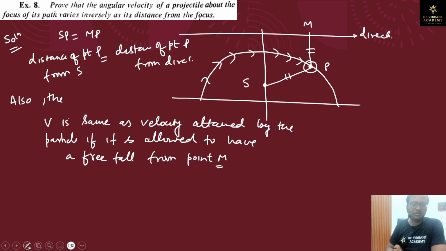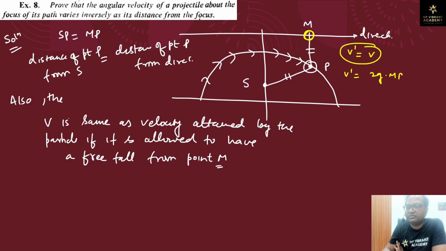Suppose the particle is allowed to have a free fall from this point M. So it will attain some velocity at point P. Let us consider this velocity as V dash. So V dash is equal to V, as simple as that. Let us take this distance as MP. So V dash is equal to root under 2g of MP. This distance is R, so this distance will also be R. So V dash is equal to root under 2gR. So we have the velocity attained by the projectile through this trajectory as V, so V dash is equal to V, which is equal to root under 2gR.